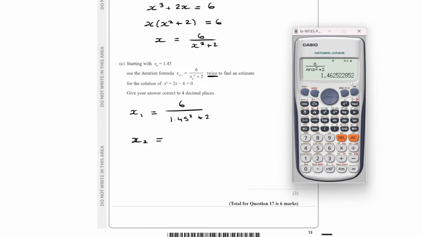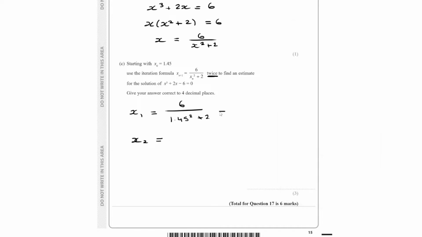Now I tend to just write down all those digits personally. That's just what I do. Just write down as many digits as you can. So that was x1 is 1.4625228. What was the last 2? 52. Just write down that many, to be honest, might as well.